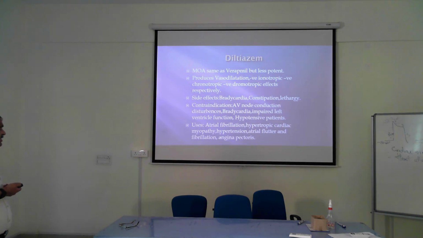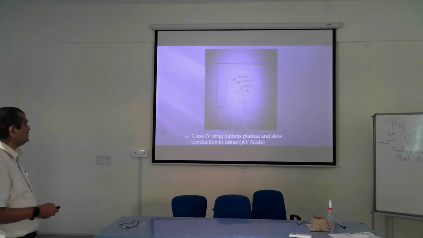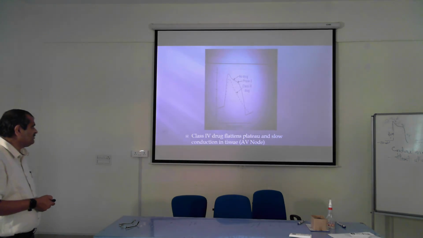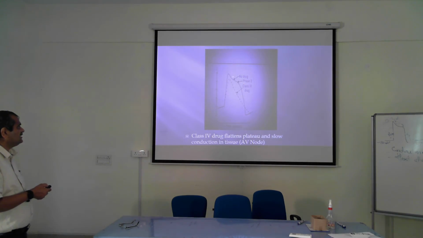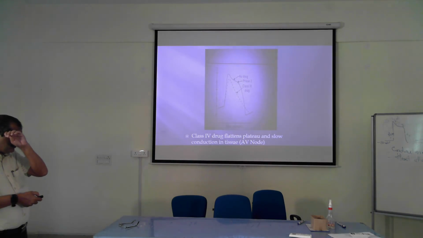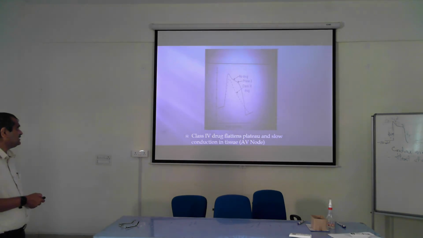hypertrophic cardiomyopathy, then hypertension, atrial flutter, and fibrillation is there. Then angina pectoris is also another common indication. So here you can see class 4 drug flattens the curve and slows the conduction of these tissues here. Whenever there is no drug, then this is the pattern. With the drug, it's going to decrease the flow and slow down the conduction, especially in the AV node. So AV node and SA node conduction.